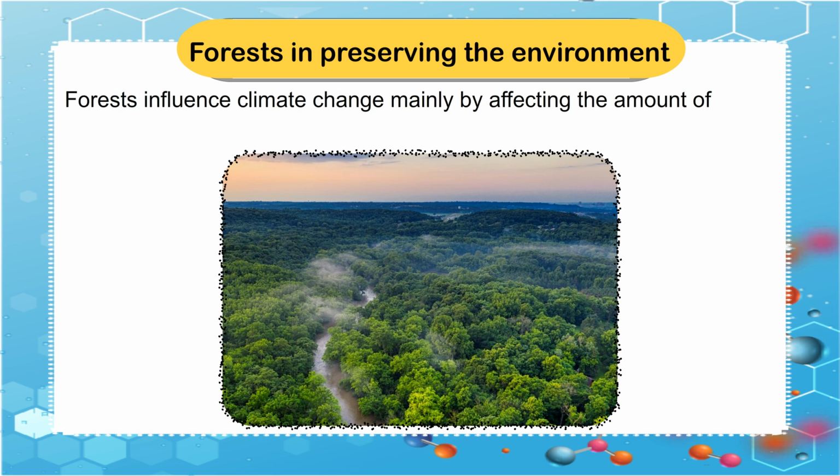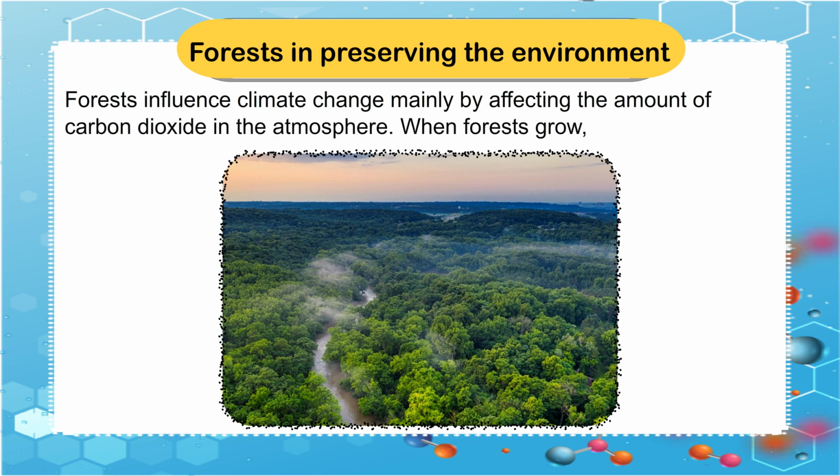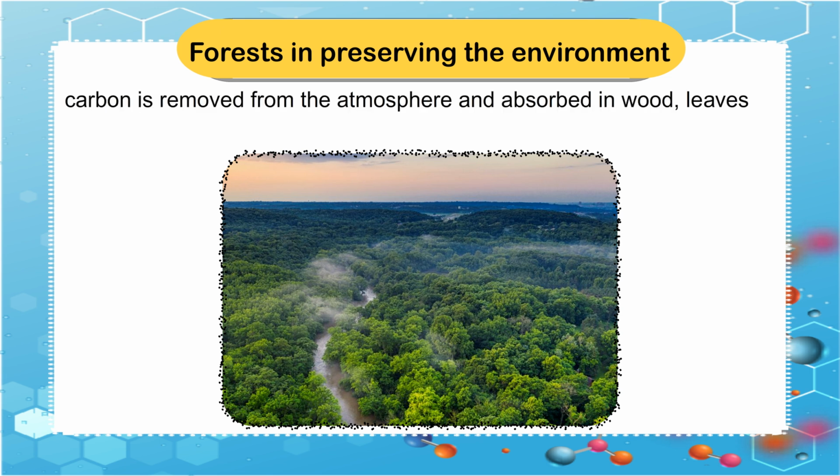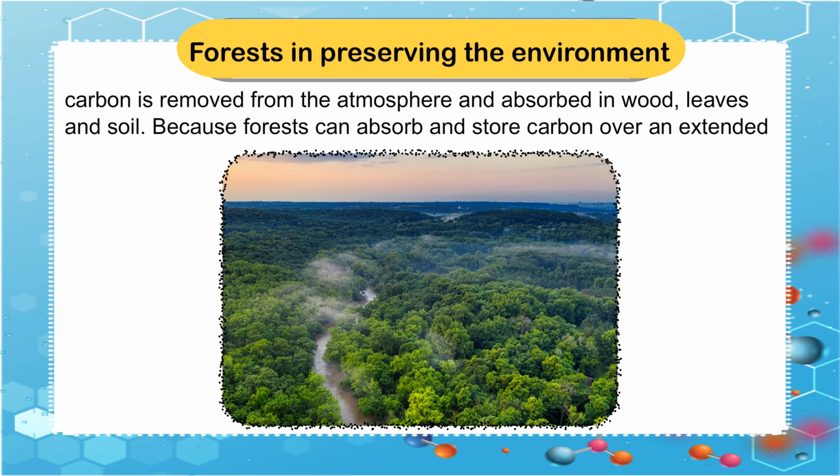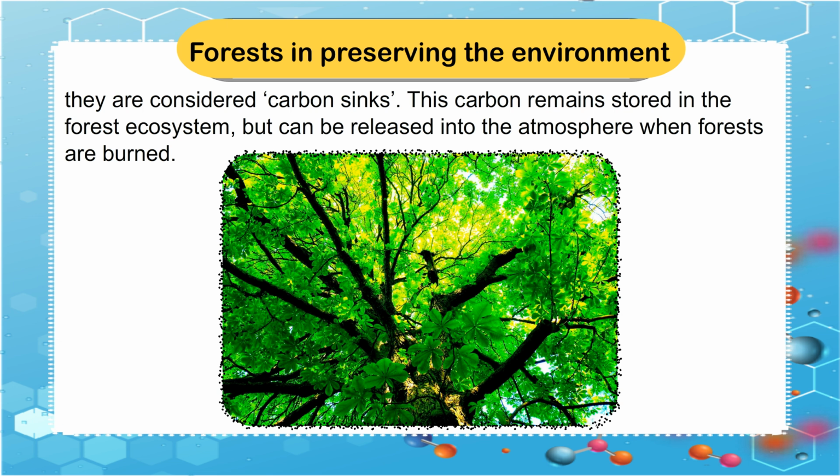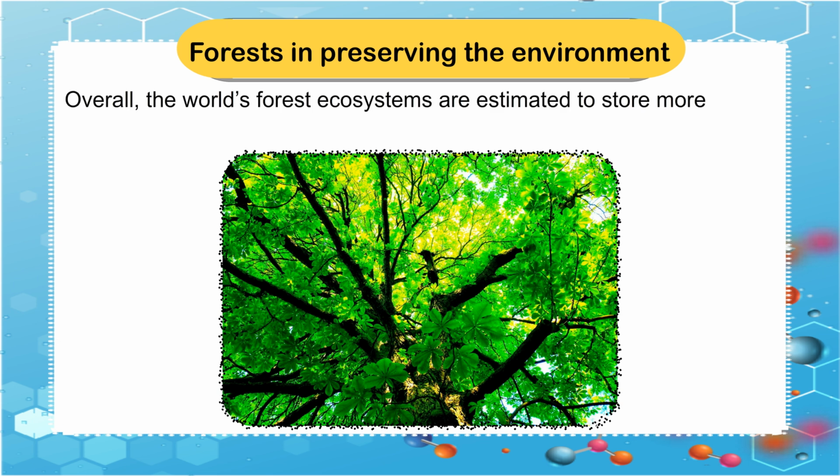Forests influence climate change mainly by affecting the amount of carbon dioxide in the atmosphere. When forests grow, carbon is removed from the atmosphere and absorbed in wood, leaves and soil. Because forests can absorb and store carbon over an extended period of time, they are considered carbon sinks. This carbon remains stored in the forest ecosystem, but can be released into the atmosphere when forests are burned. Overall, the world's forest ecosystems are estimated to store more carbon than the entire atmosphere.